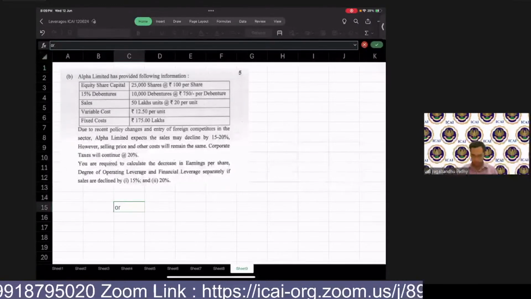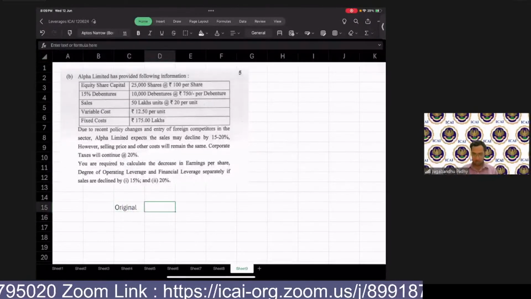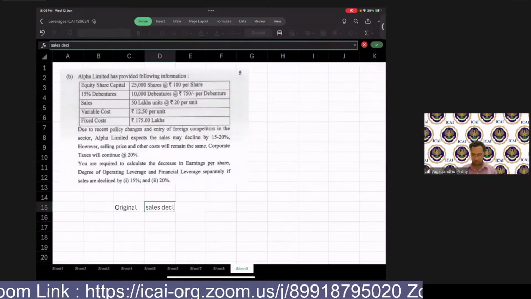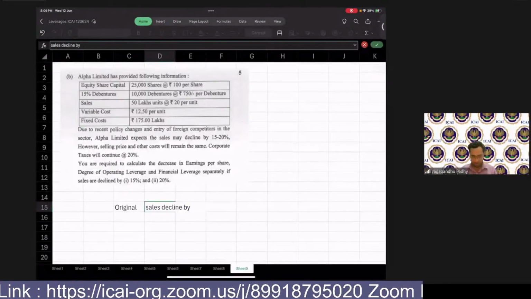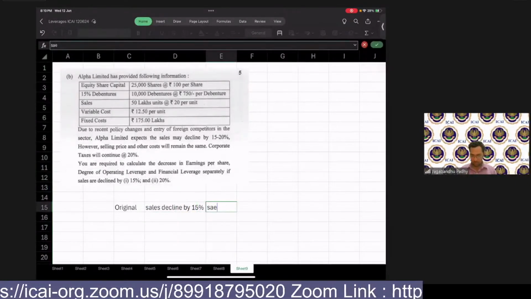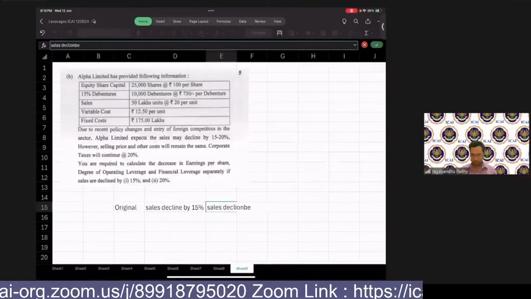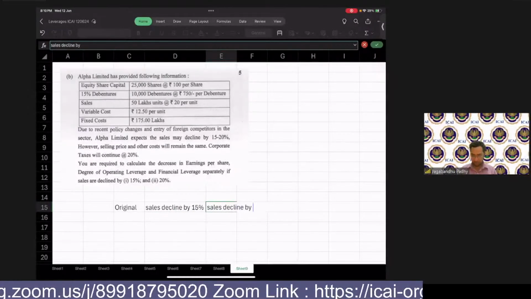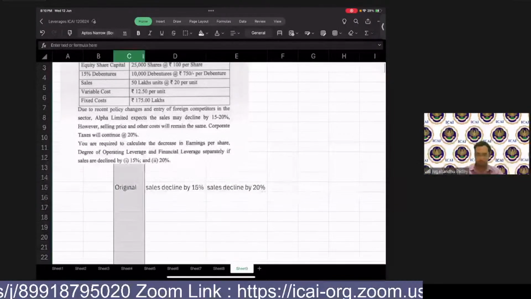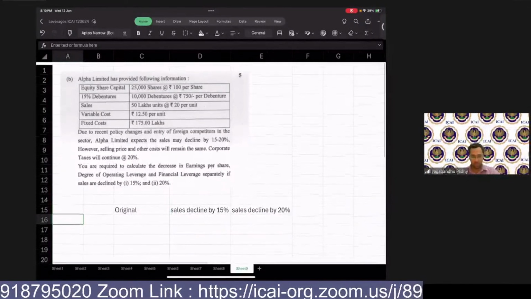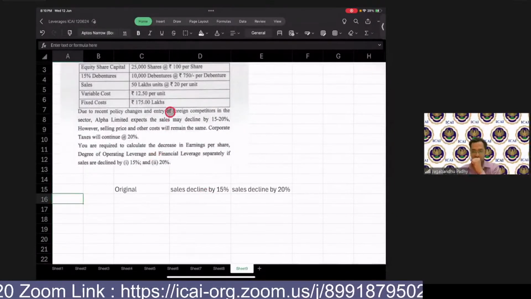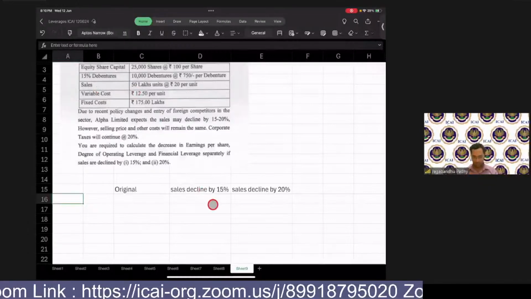Say the original, then sales decline by 15%. And one more case, sales decline by 20%. Let's begin. Existing sales we have 50 lakh units.